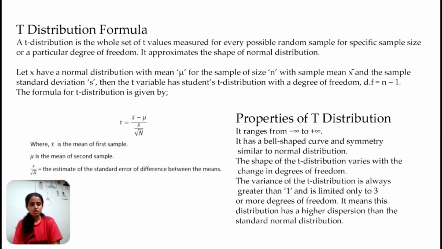Properties of the t distribution. It ranges from minus infinity to plus infinity. It has a bell-shaped curve and symmetry similar to the normal distribution. The shape of the t distribution varies with a change in degrees of freedom. The variance of the t distribution is always greater than 1 and is defined only for 3 or more degrees of freedom. It means this distribution has a higher dispersion than the standard normal distribution.